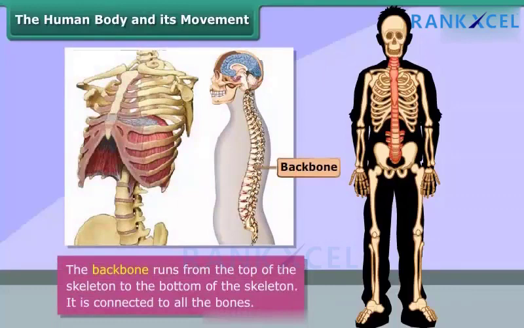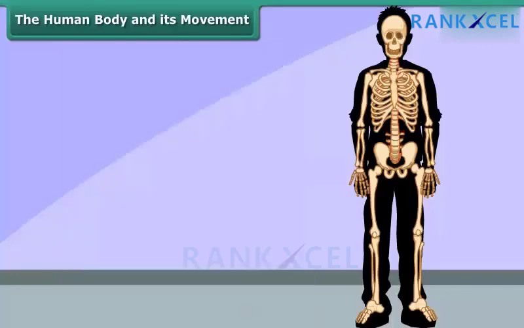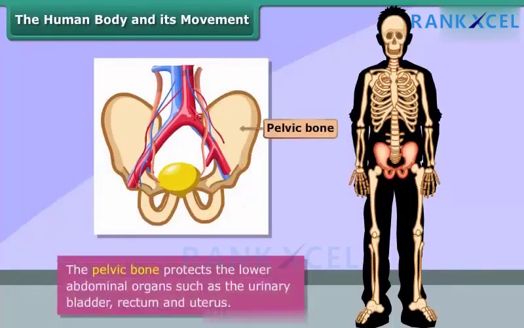The backbone runs from the top of the skeleton to the bottom of the skeleton. It is connected to all the bones. And the pelvic bone protects the lower abdominal organs such as the urinary bladder, rectum and uterus.